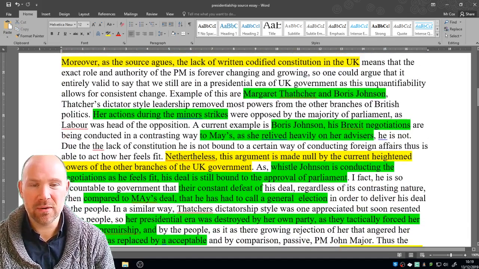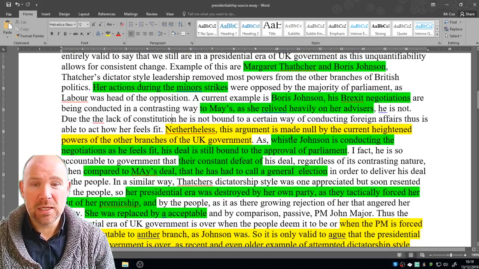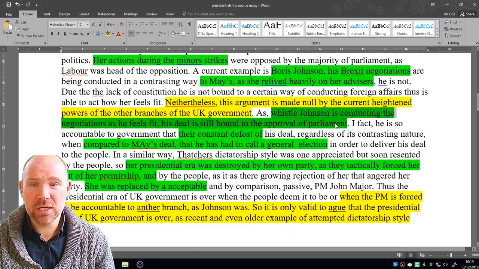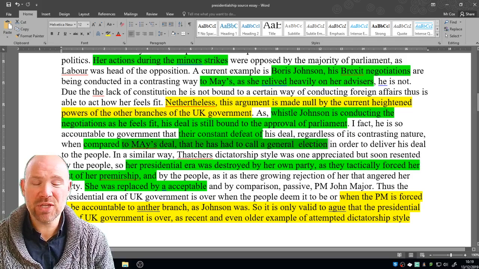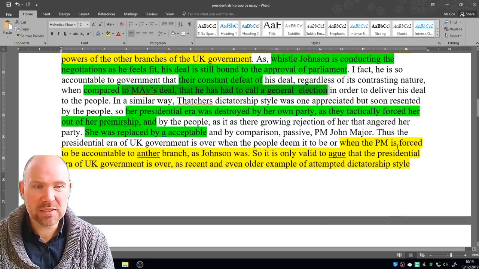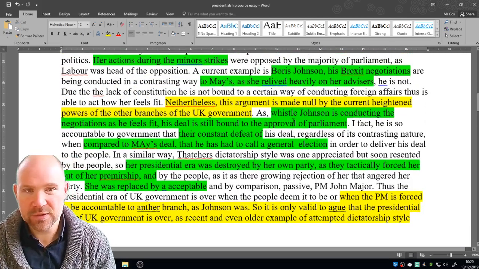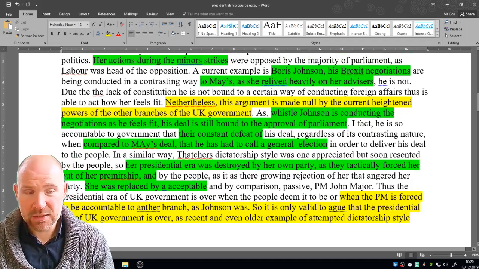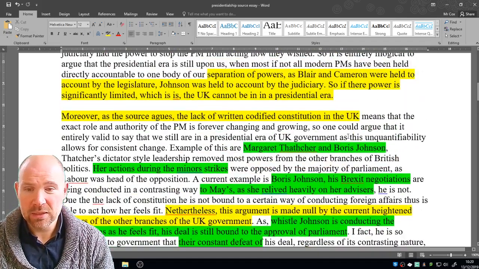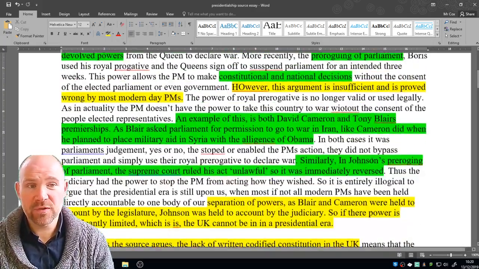Again, in the second section, Margaret Thatcher, Boris Johnson, miners' strikes, Boris Johnson, Brexit, Theresa May relying on her advisors, due to lack of constitution, blah, blah, blah. Boris Johnson conducted negotiations, constant defeat, May's deal, general election, presidential era by her, Thatcher kicked out by her own party, replaced by John Major. You know, so we're using example and narrative together. I would strongly suggest that you download Izzy's essay here. I'll upload it to the Firefly area here, and just read through these first two sections.